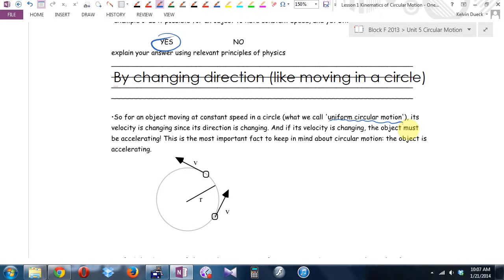So, back to here. Its velocity is changing since its direction is changing, and if its velocity is changing, here's the key: the object must be accelerating. This is the most important fact I want to drum into your brain. If you're moving in a circle, you're accelerating. And that leads to a couple of questions. The first question is this: if you're moving in a circle at a constant speed, what direction is that velocity?